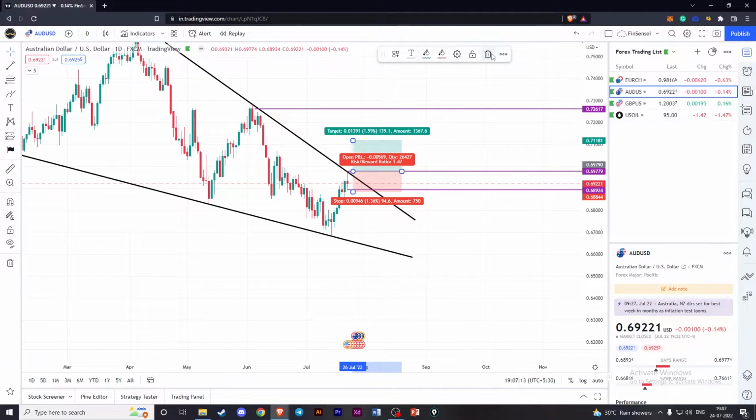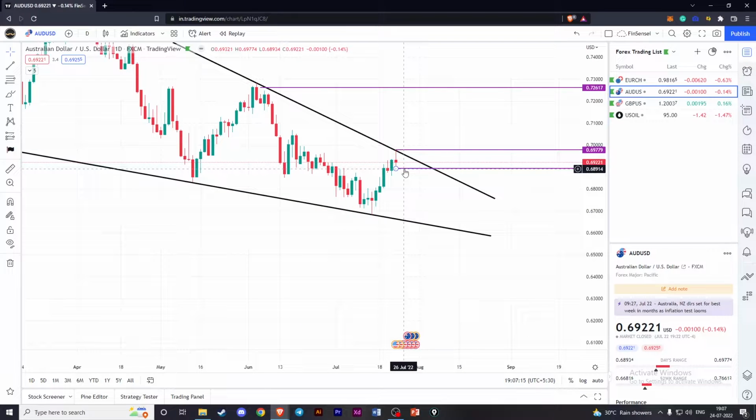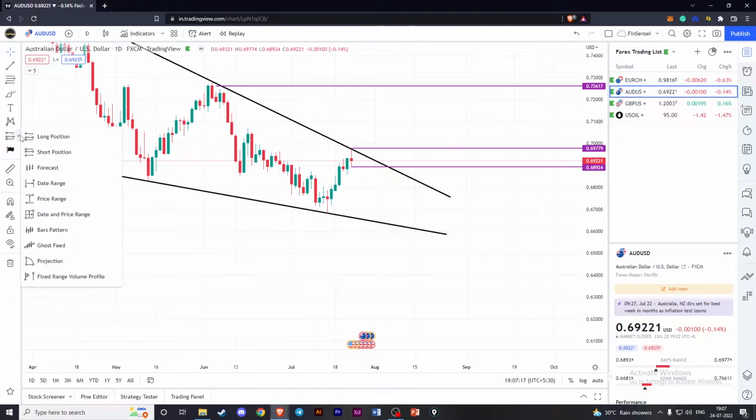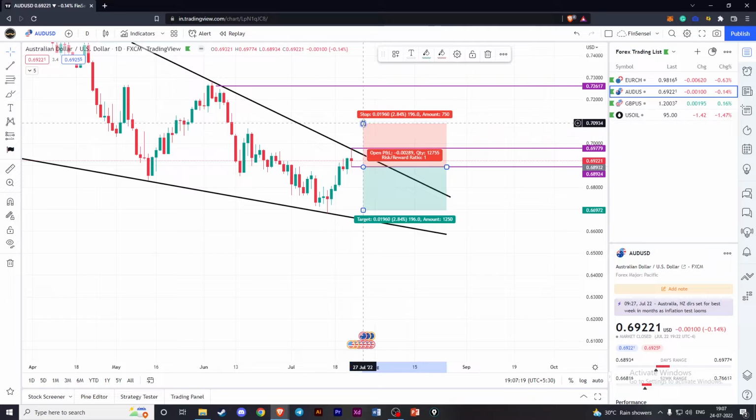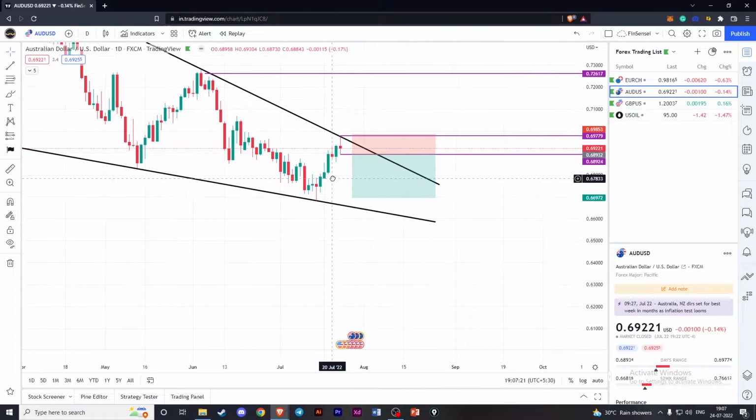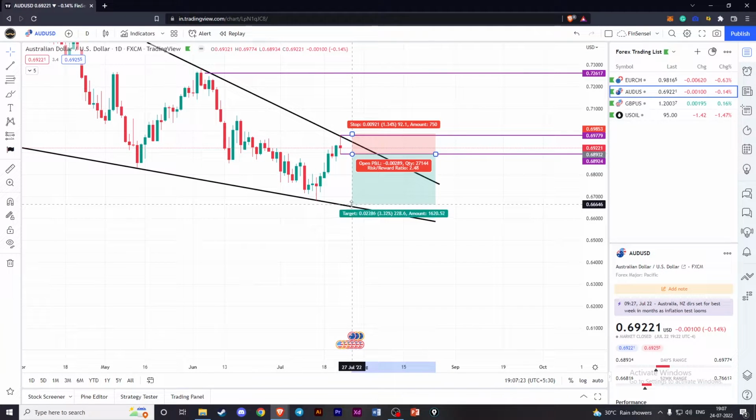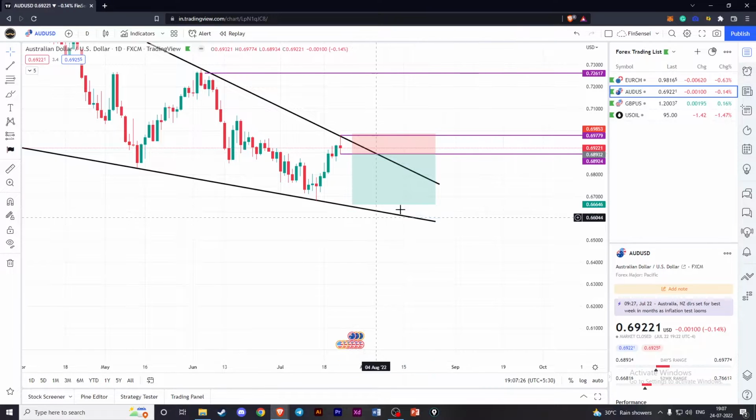On the lower end, if the prices cross below this zone, then we can go short, and our stop loss should be above this candle high, and our first target should be directly around this lower range.